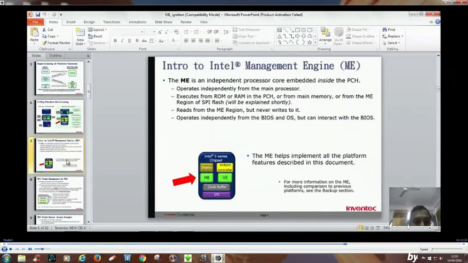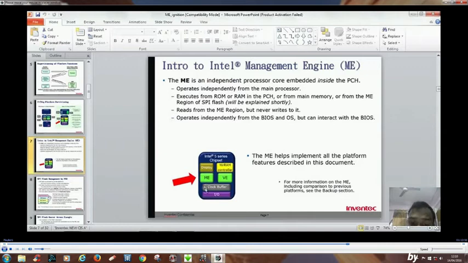We go into the next slide. Now what is the management engine? The management engine is an independent processor core embedded inside the PCH. So AMI is like a processor core which is embedded inside the PCH. And what are the important points? It operates independently from the main processor. It executes from ROM or RAM in the PCH.